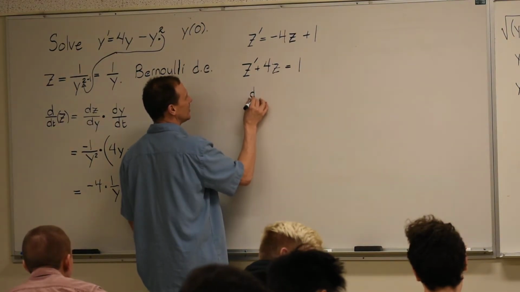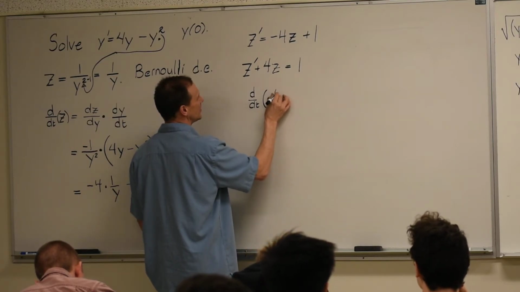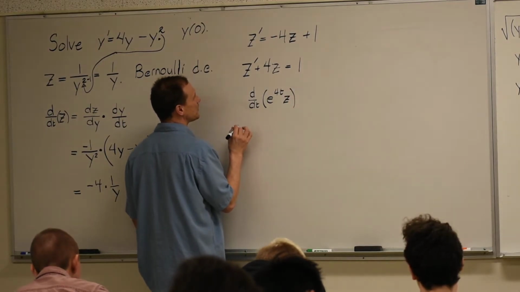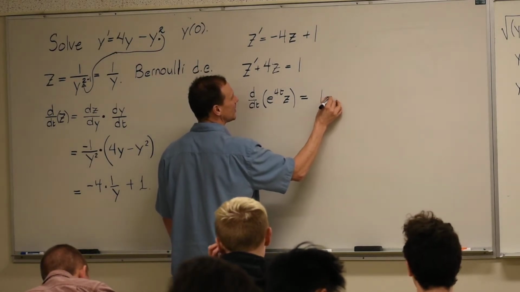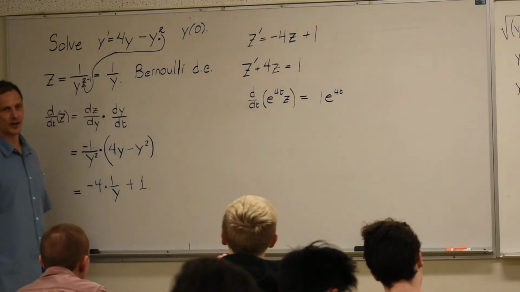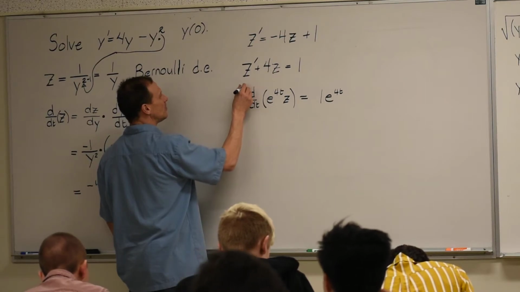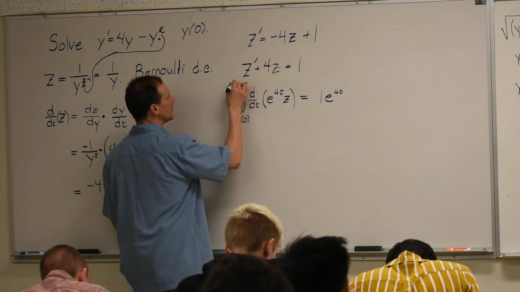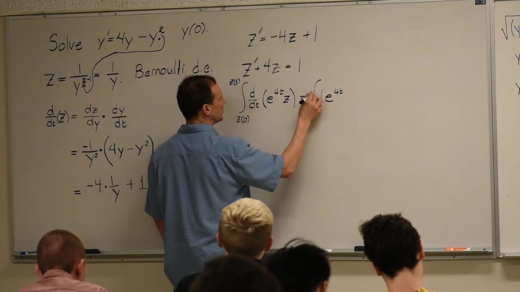So we take the derivative with respect to t of e to the 4t times z is equal to 1 times e to the 4t. Let's use an integrating factor. Take the integral of both sides. So from z of 0 to t, and from 0 to t.